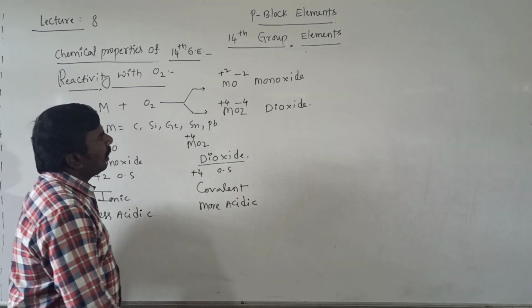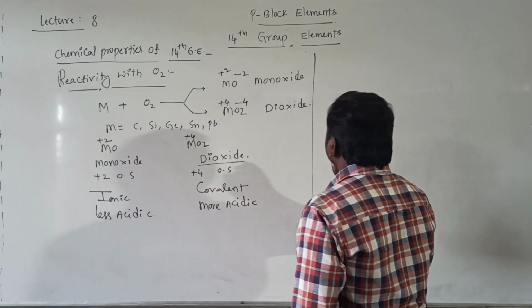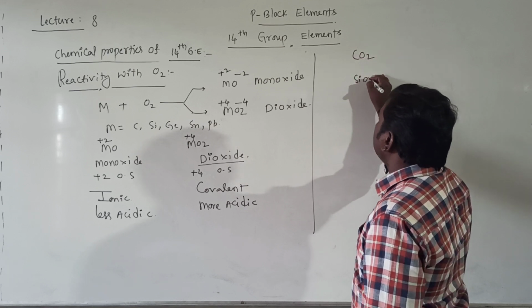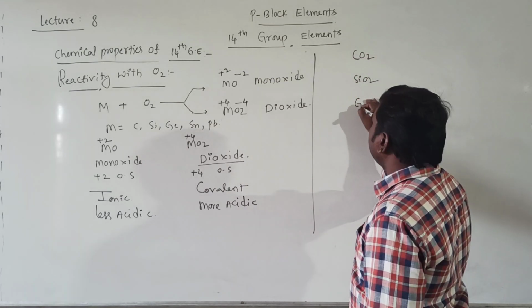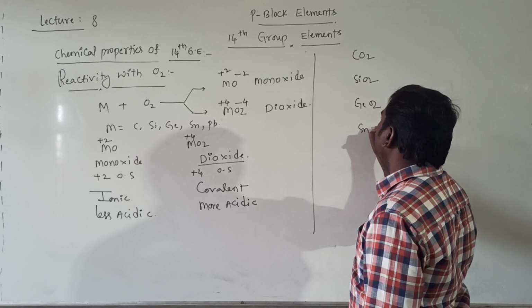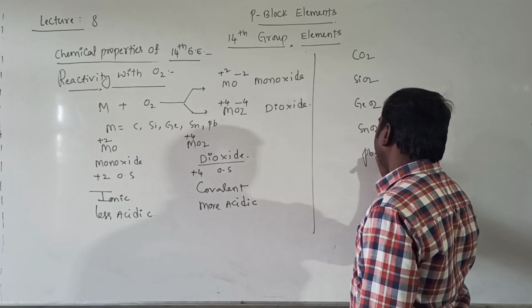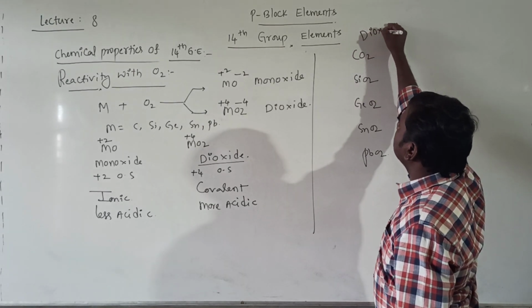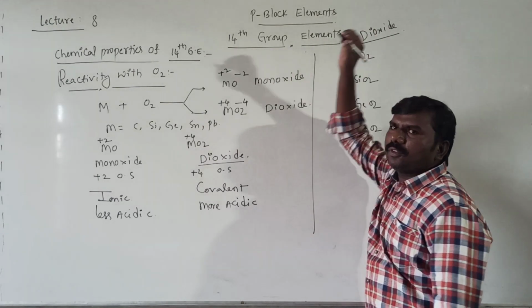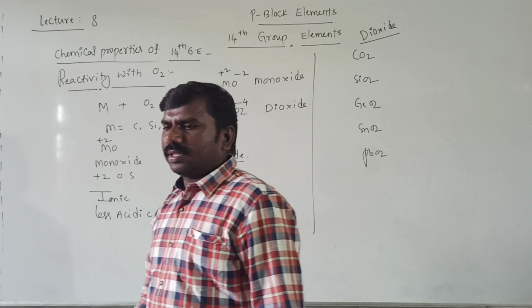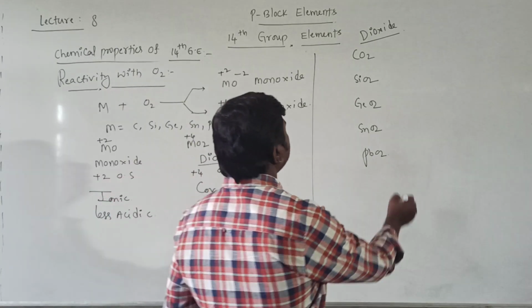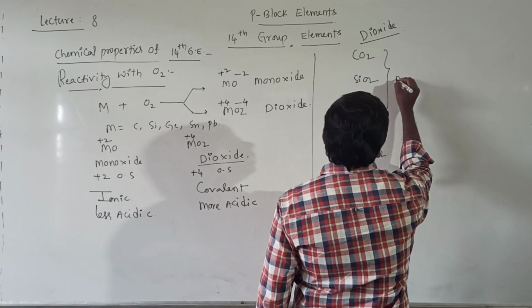So these are oxides. Now I am writing CO2, SiO2, next germanium dioxide, tin dioxide, lead dioxide. So these are all dioxides, in plus 4 oxidation state. First 3 oxides are acidic. These 3 are acidic in nature.